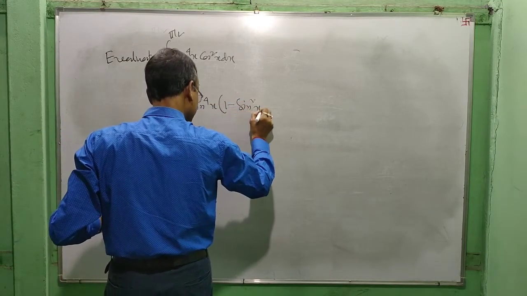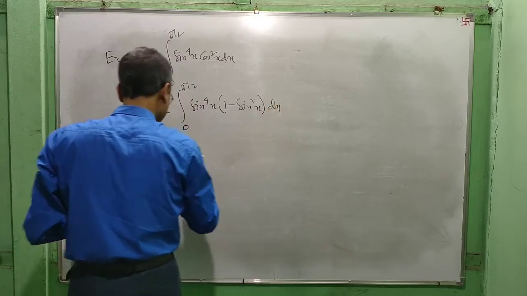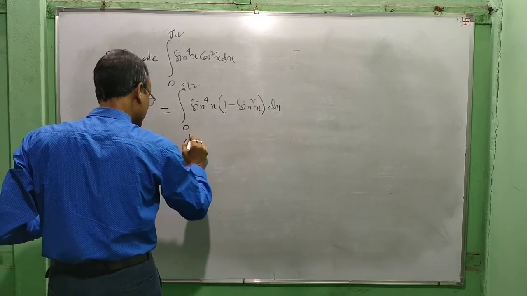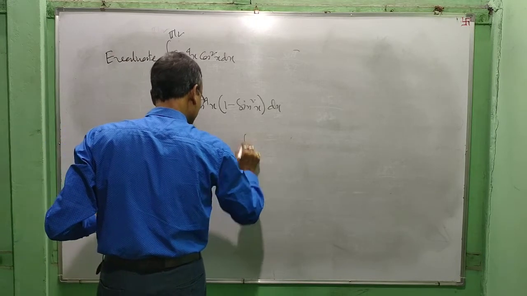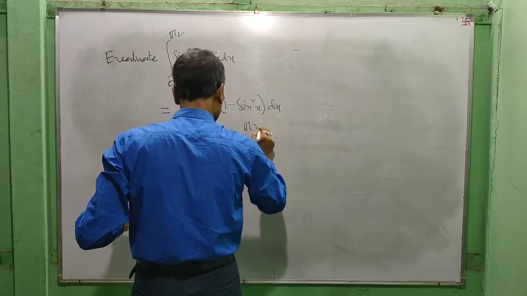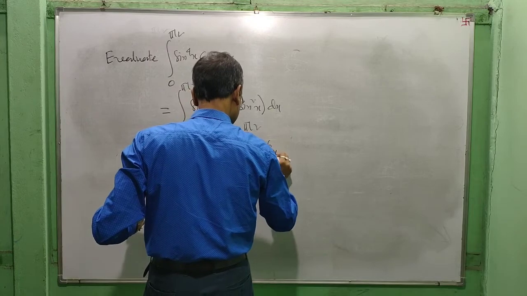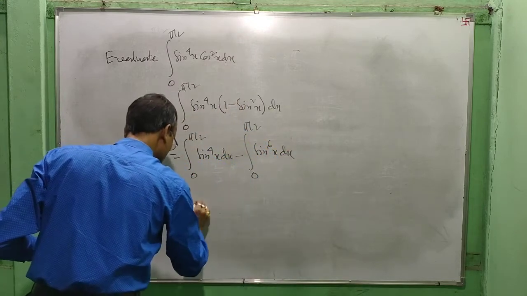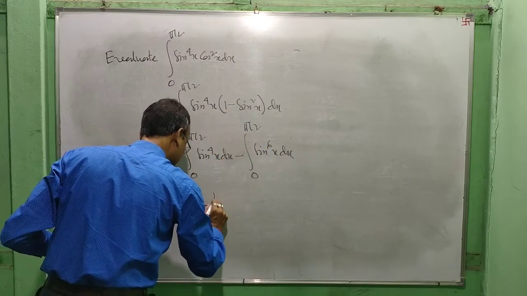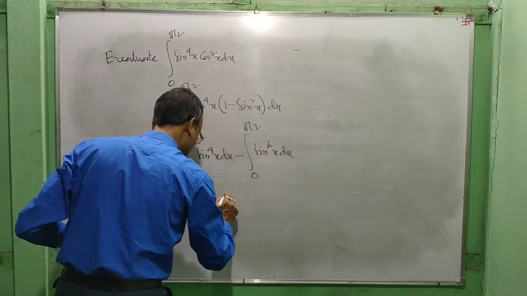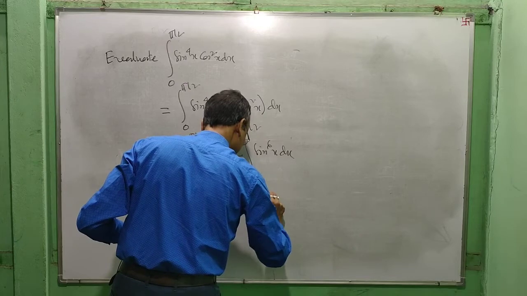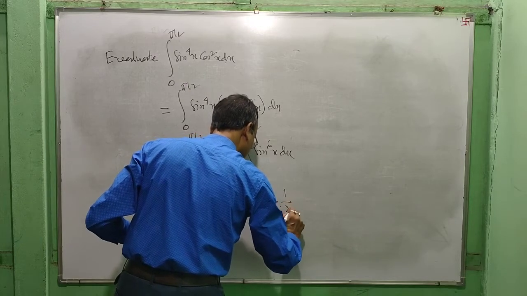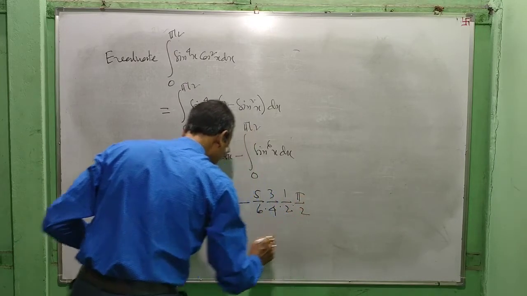Writing cos square x as 1 minus sin square x, this is equal to the integral from 0 to pi by 2 of sin to the power 4x dx minus the integral from 0 to pi by 2 of sin to the power 6x dx. The value will be 1 by 3, 3 by 4 into 1 by 2 into pi by 2, minus 5 by 6 into 3 by 4 into 1 by 2 into pi by 2.